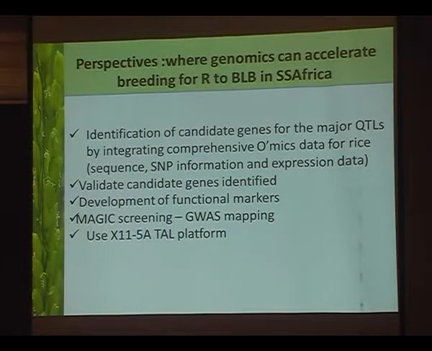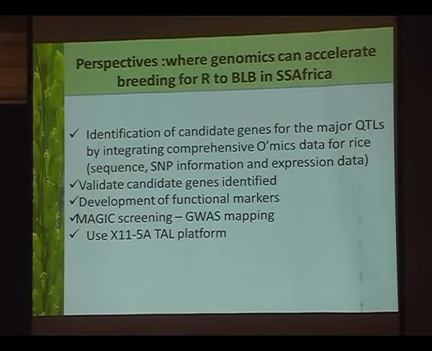So what are the perspectives? I think I skipped one slide anyway. We have different perspectives, but it's interesting where genomics can accelerate breeding for resistance to BLB in Africa. We really would like to identify the candidate genes in the major QTLs by integrating the comprehensive omics data for rice. As I said, the sequences that are coming, especially for IR64, the SNP information, and also the expression data.